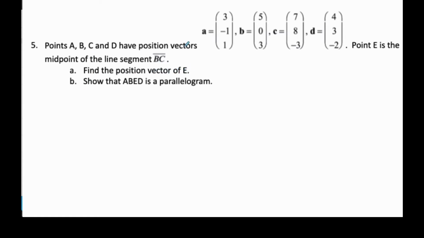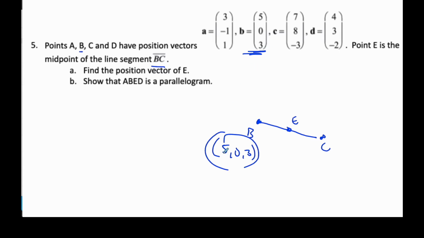Well, E is the midpoint of BC, so here's B, and here is C, and we want the midpoint E. So I need the coordinate for B and the coordinate for C. If this is the position vector of B, the coordinate of B is 5, 0, 3. This position vector is the coordinate. And I want the midpoint of BC. C is going to be 7, 8, minus 3.